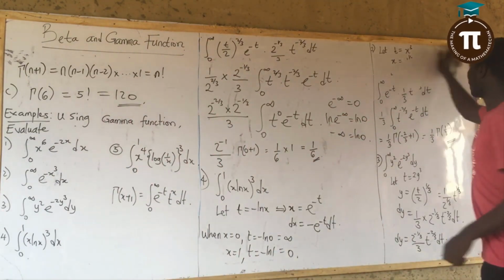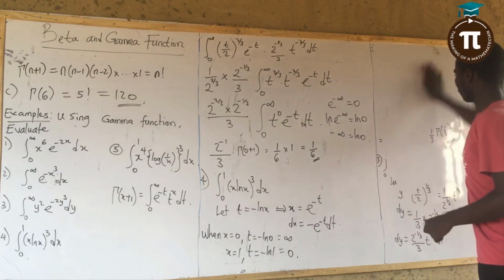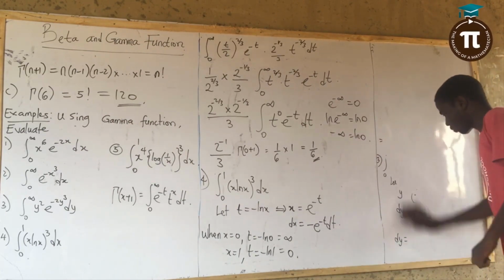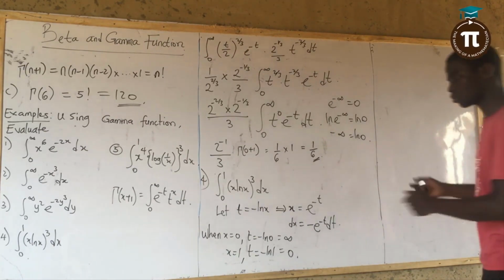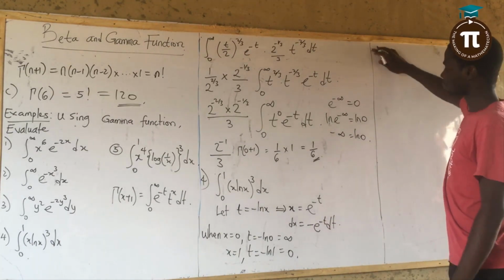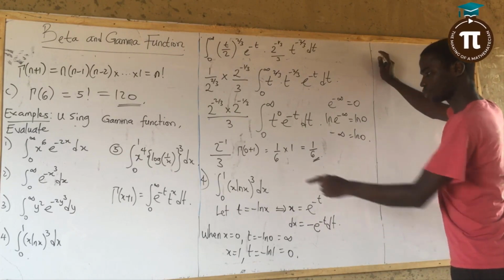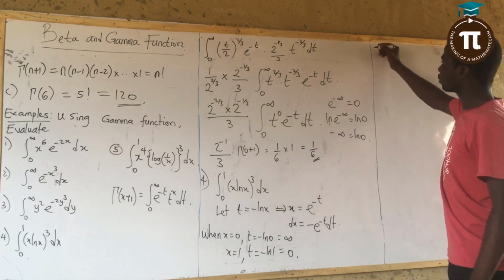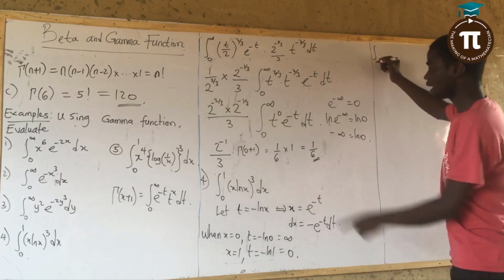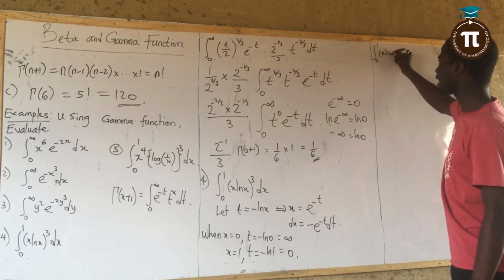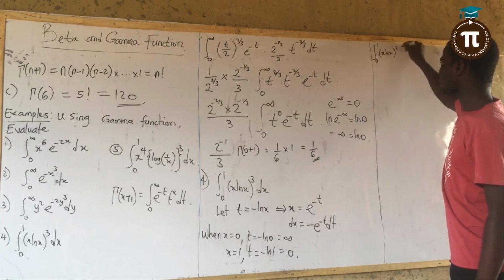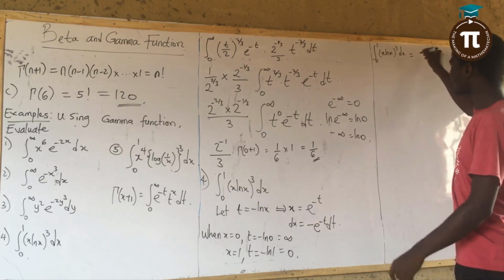So at the end of the day, this is what we are going to resolve into. I will substitute these values. Let me write the question so that you can see. Integral from 0 to 1 of s ln s raised to power 3 ds is equal to integral.